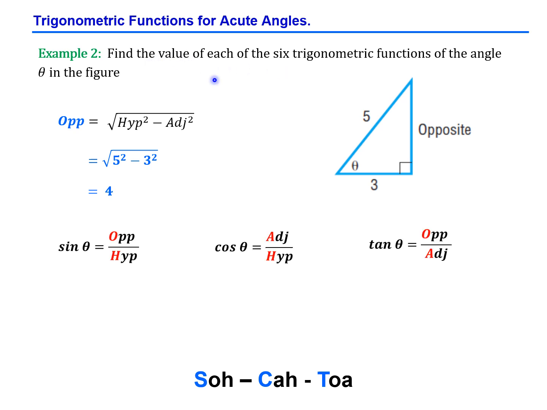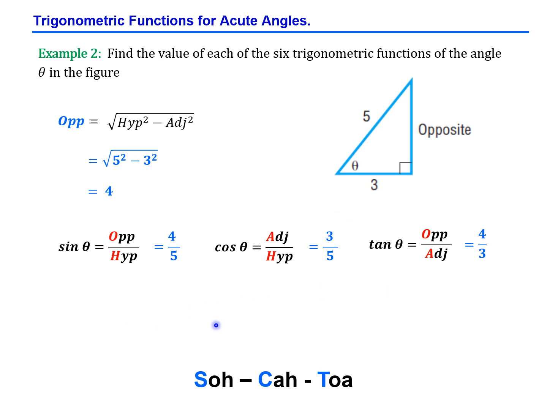So since we already have the opposite side, which is 4, we can now start defining the 6 trigonometric functions, using Soh-Cah-Toa. Sine theta is opposite over hypotenuse. For cosine theta, adjacent over hypotenuse. For tangent theta, it's opposite over adjacent. So sine theta, the opposite side is equal to 4 over the hypotenuse, which is 5, so that will be 4 over 5. Then for cosine theta, the adjacent side over the hypotenuse, that will give us 3 over 5. Then for tangent theta, opposite over adjacent, that will give us 4 over 3.